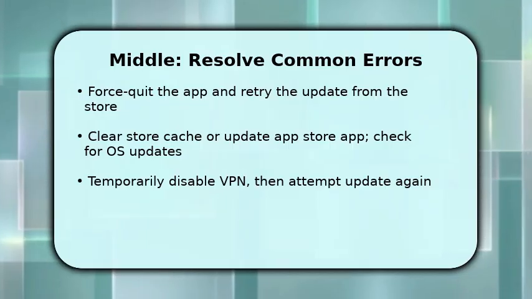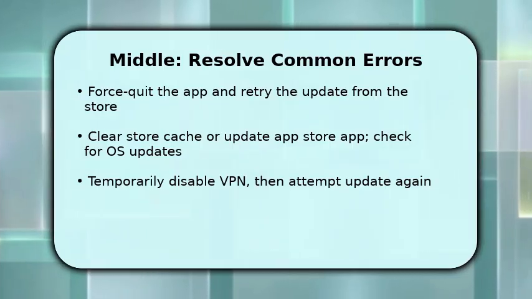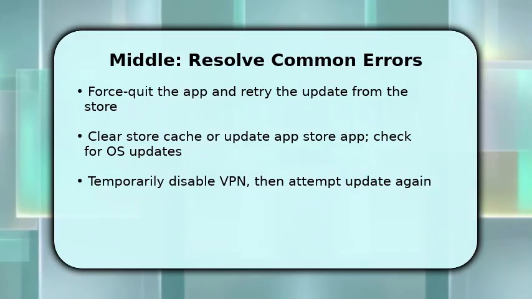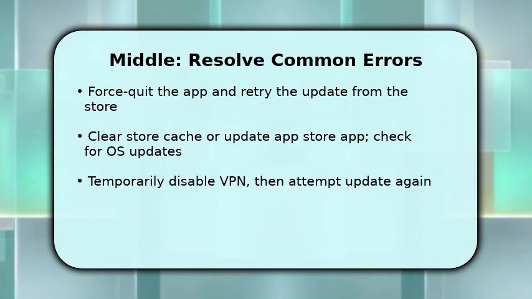If you use a VPN or strict firewall, make sure to disable it briefly because it can interrupt certificate checks and downloads. These steps fix the majority of mid-process failures.